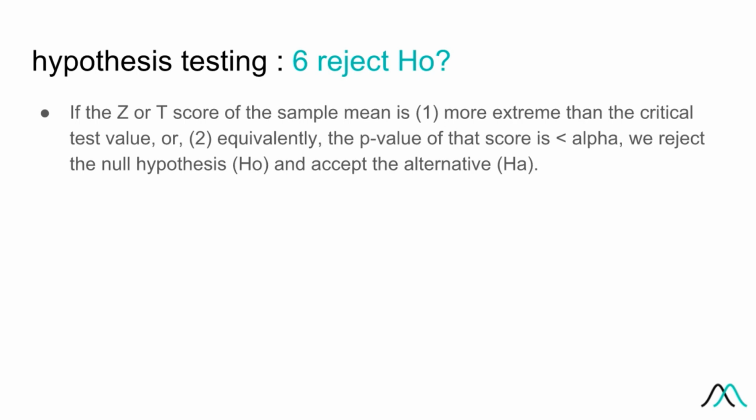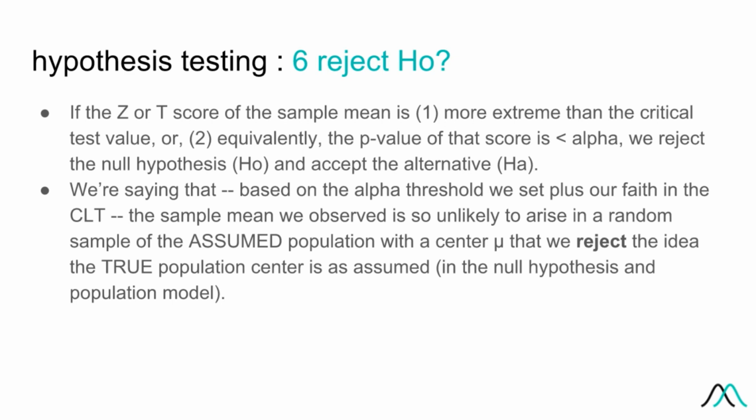So what does it mean to reject the null hypothesis? We're saying that based on the alpha threshold we set up in advance, plus our faith in the central limit theorem working, that the sample mean we observed was so unlikely to arise in a random sample of the population as assumed, if it really did have a center mu, that we now reject the idea that its center is mu. We're saying that we reject the idea that mu is the true center of the population.